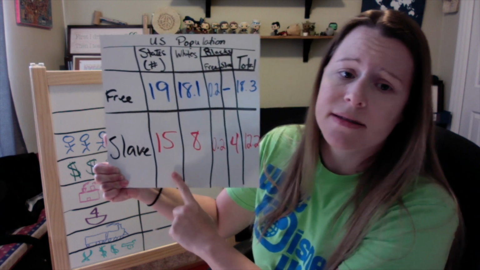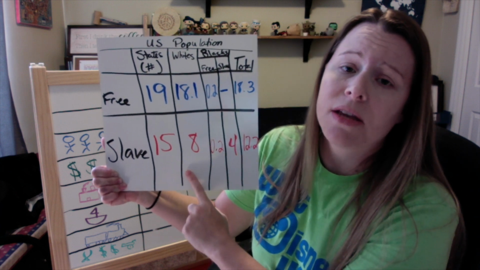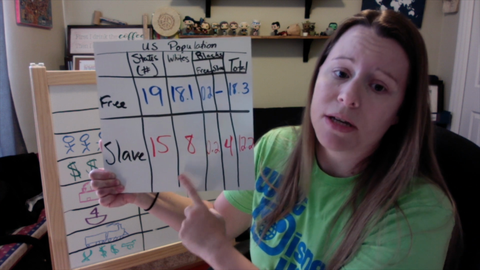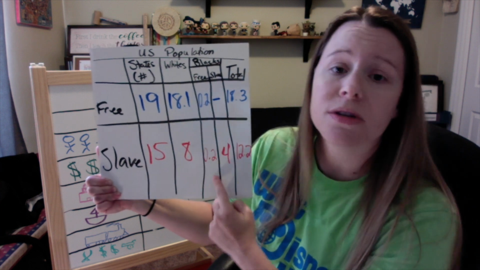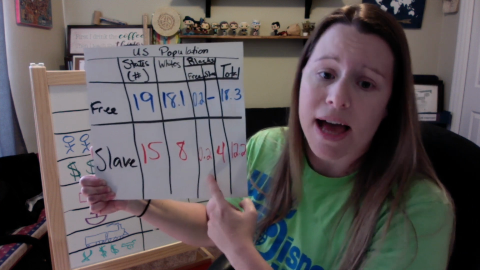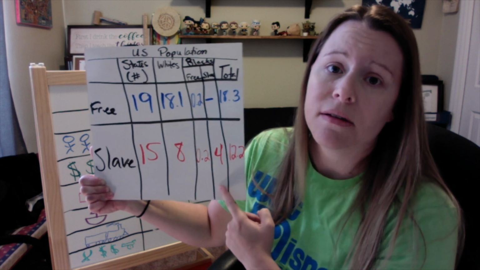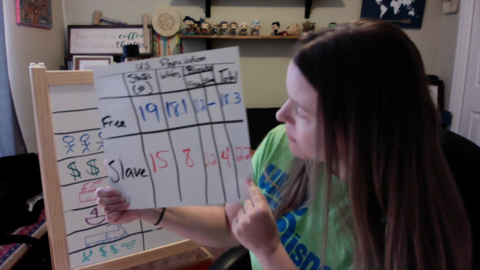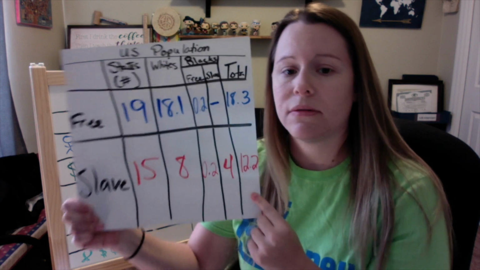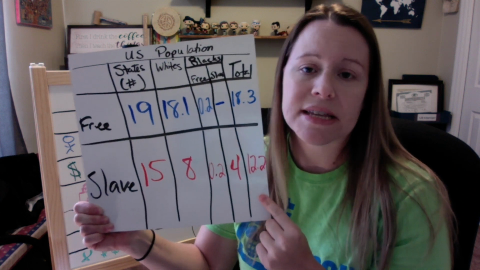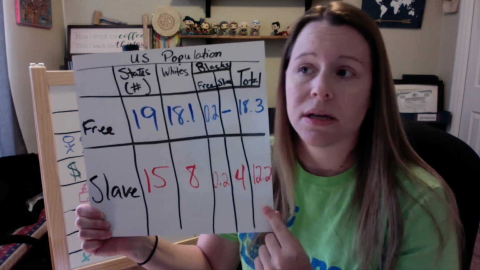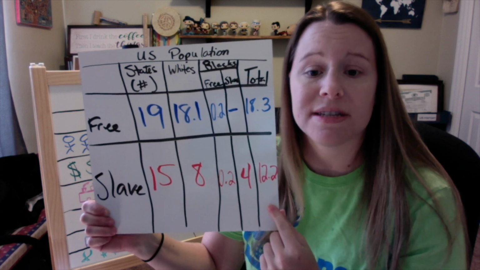Then we come on to slave states. 15 slave states, 8 million people in the white population. They also have about 200,000 free blacks and 4 million slaves, for a grand total of 12.2 million people. Now, 5 million people doesn't necessarily seem like that big of a deal as far as discrepancies when it comes to the population.